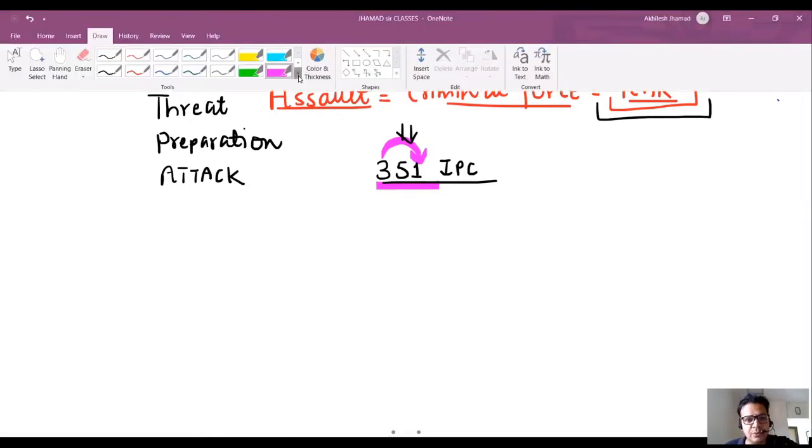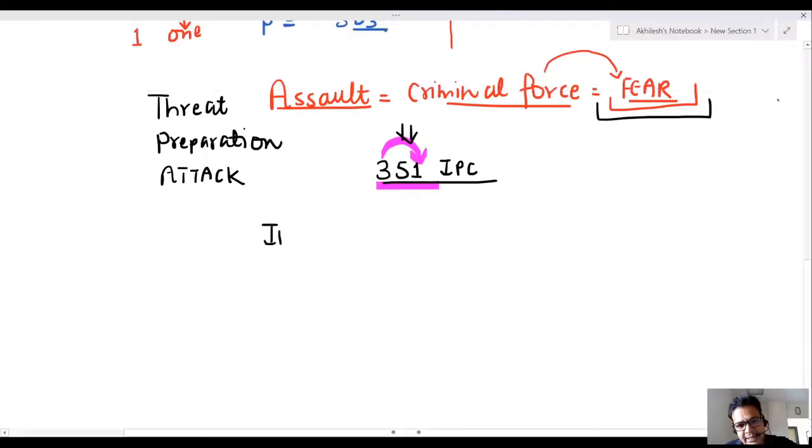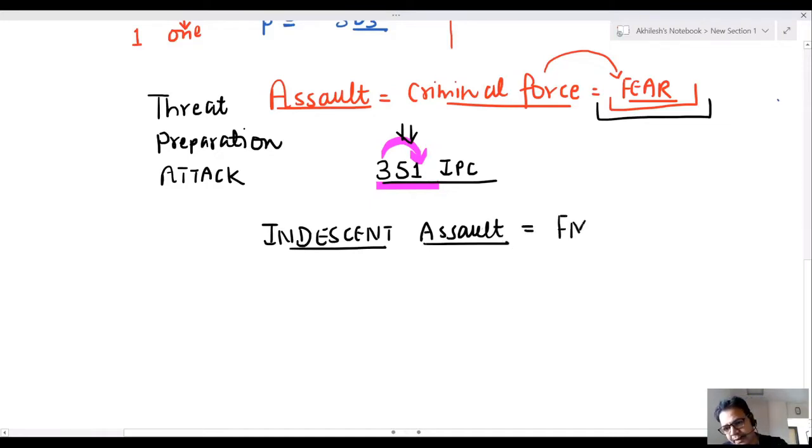But now I am coming to a very, very important IPC, that is indecent assault. Sir, indecent assault IPC is only for female. You are doing indecency with a female only. This is known as indecent assault.